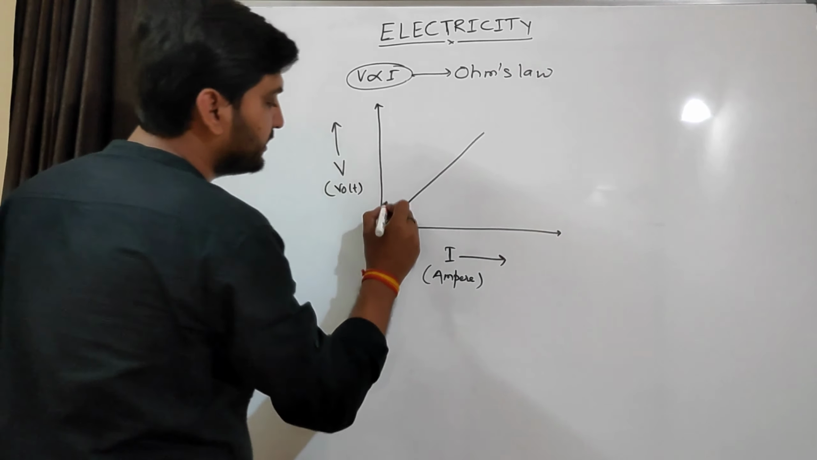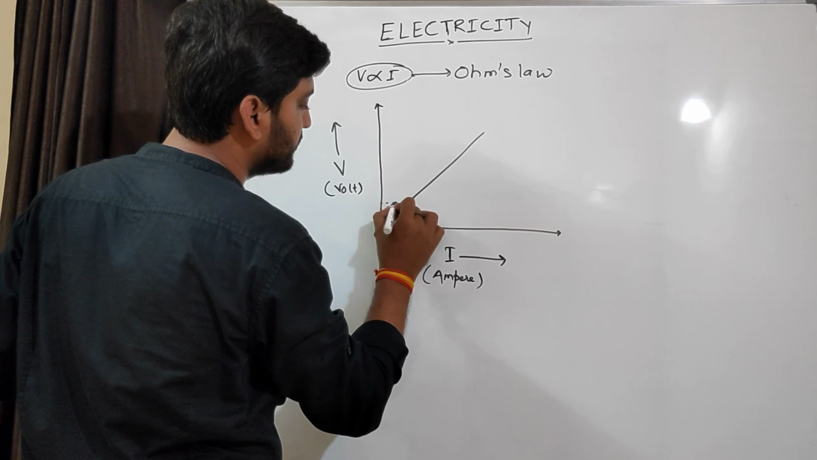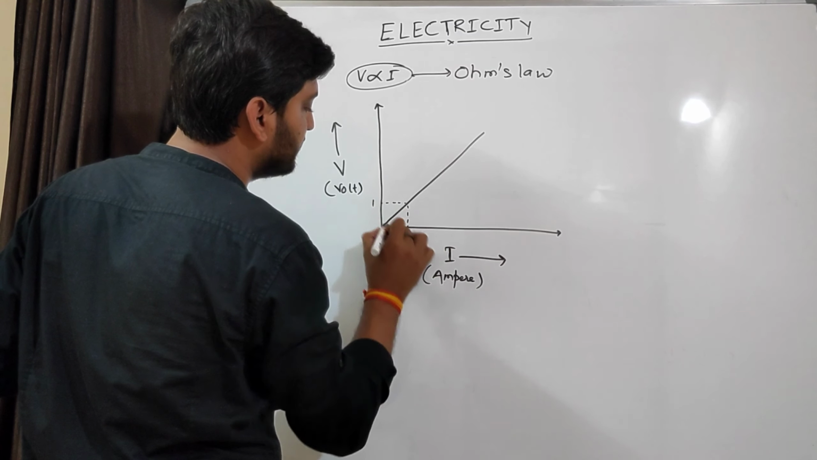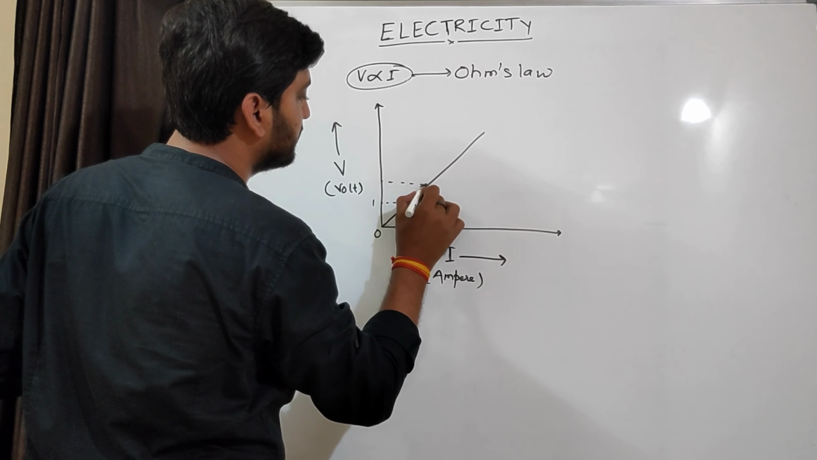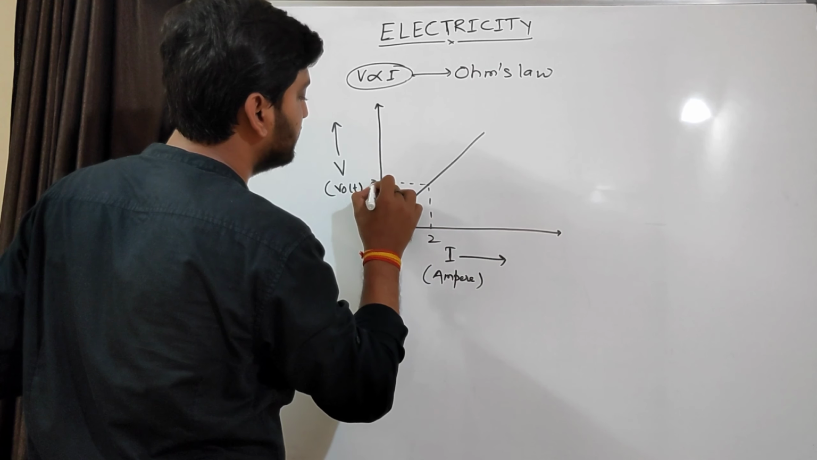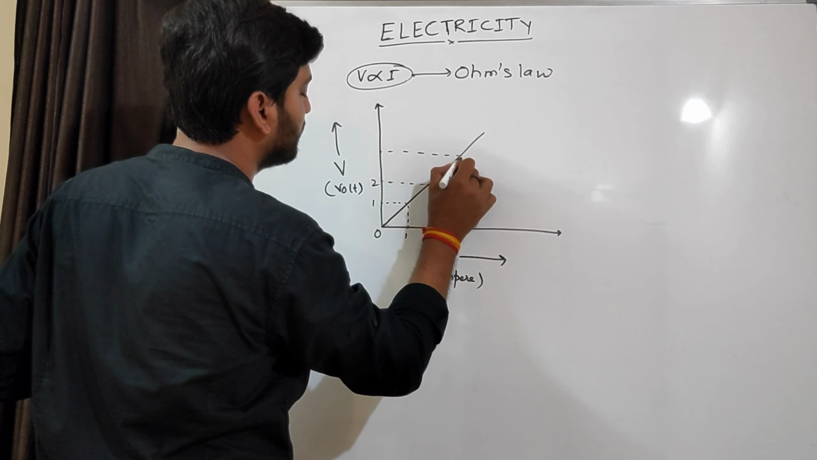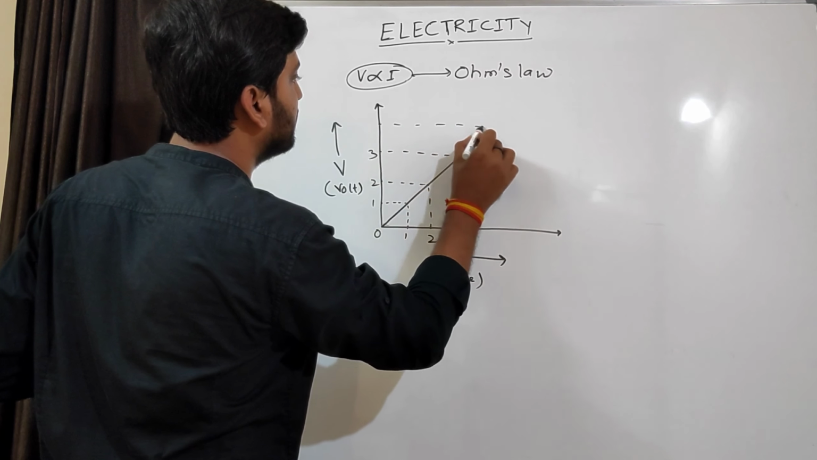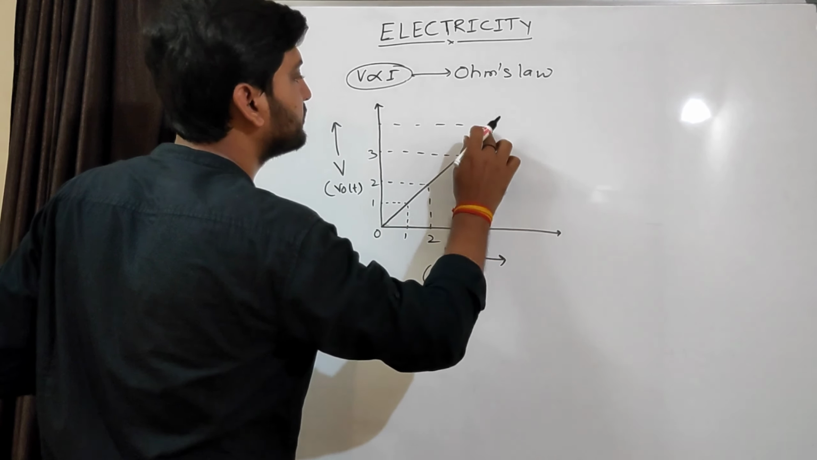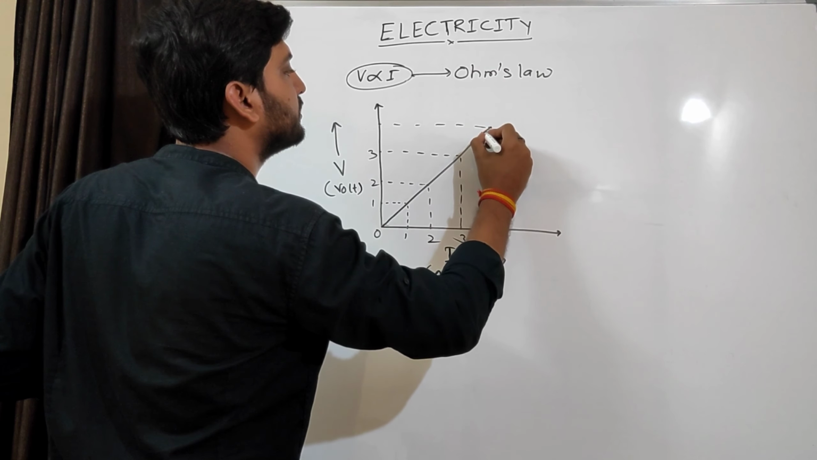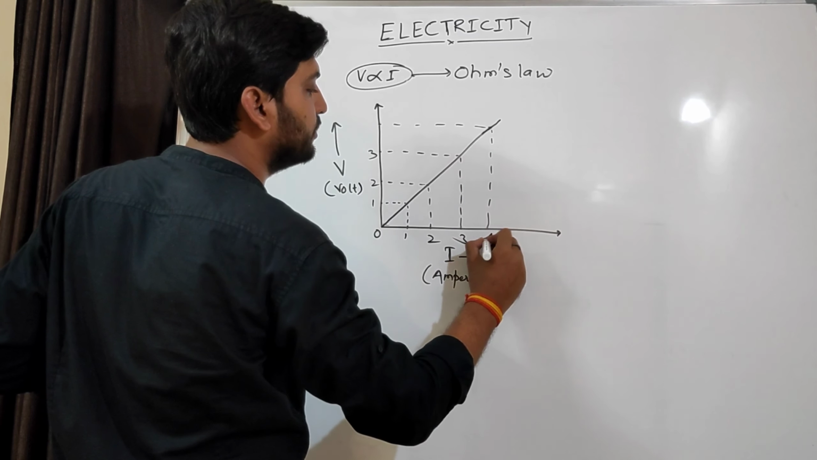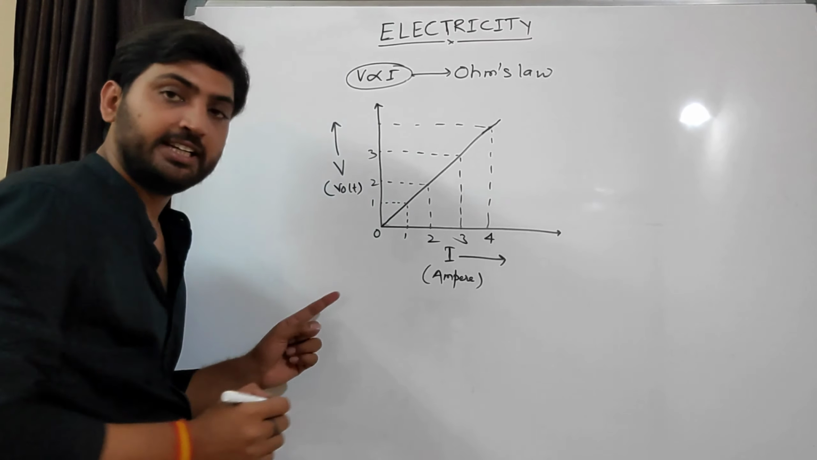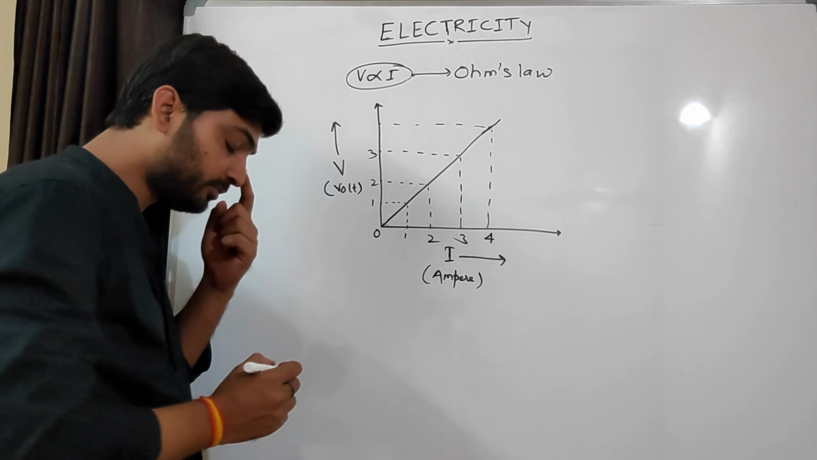Plotting V-I means if it is 0, if we mark it as 1, this will be 1. 2, then 2. 3, then 3. If it is 4, then it is 4. Means the ratio should be same.